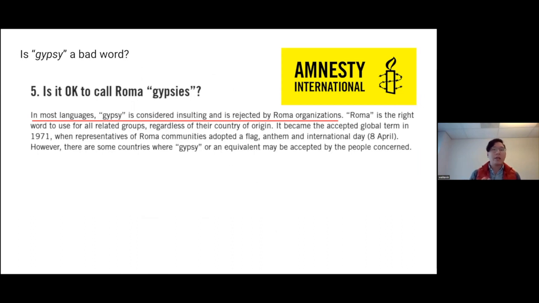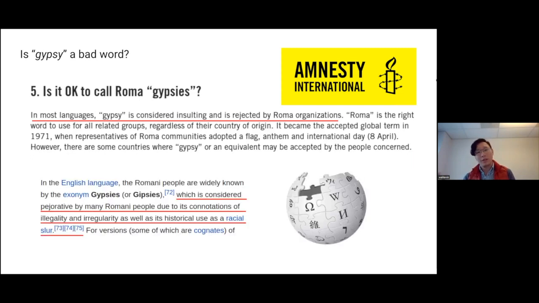And you say that to people, a lot of them will end up telling you that, well, I don't think it's a bad word. I see it get used all the time. So I'm just going to put down what Amnesty International said. In most languages, gypsy is considered insulting and is rejected by Roma organizations. And of course, this is the same message shared by many Roma advocacy groups. And of course, we've got to go with the utmost authority in academic discussions. Wikipedia, here's Wikipedia saying it's considered pejorative.